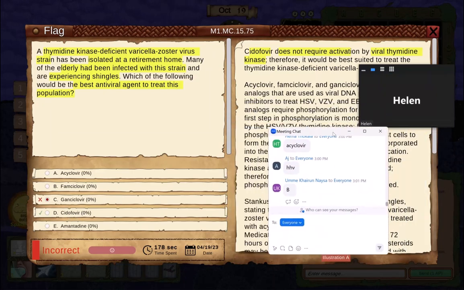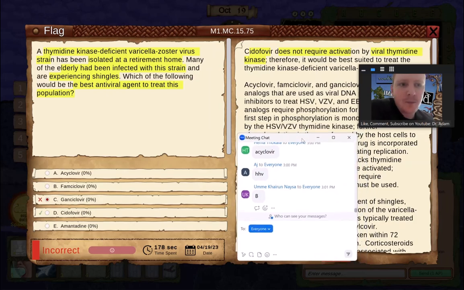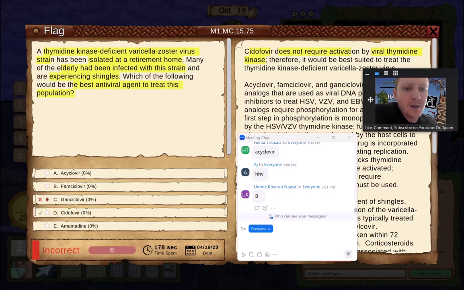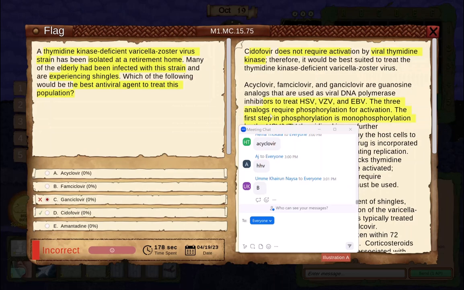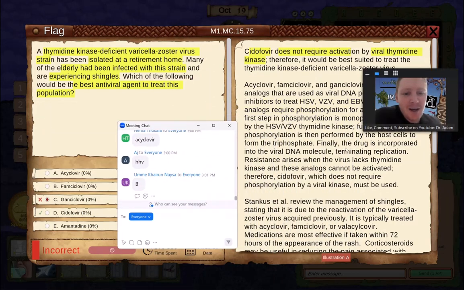Amantadine's a little different, but cidofovir is going to be treating this disorder. Amantadine's not. So you can't choose amantadine anyway. And ganciclovir is the same way. It's treating CMV. So that's a really good learning opportunity, I think.